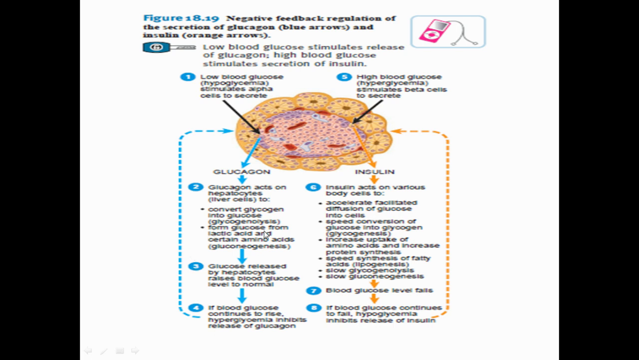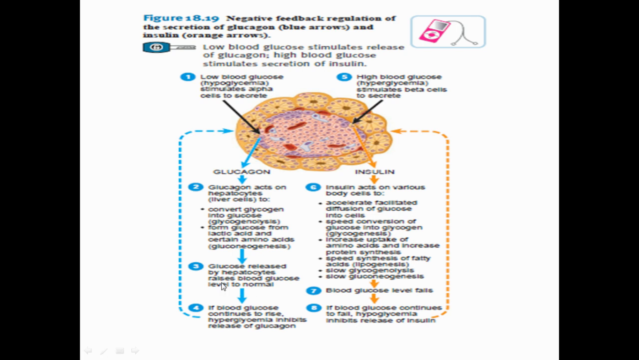Number two, glucose is formed from lactic acid and amino acids. This process is called gluconeogenesis. By gluconeogenesis, more and more glucose is synthesized from lactic acid and amino acids. The next step is that glucose is released by hepatocytes. The glucose formed from glycogenolysis and gluconeogenesis is released into the blood, so that the level of glucose in the blood increases and comes to normal.